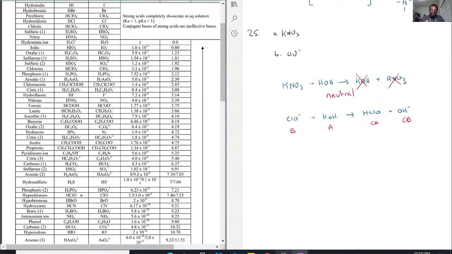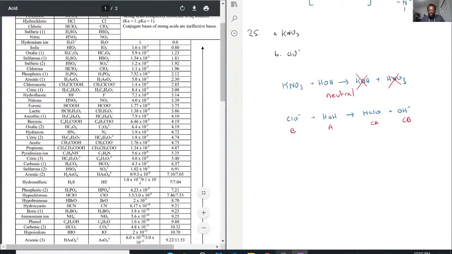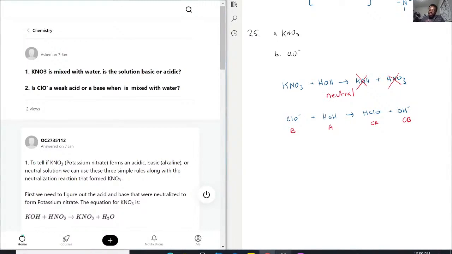So specifically referring to the ClO⁻, when they ask if it's a weak acid or a base, as you can see here, the answer is that this would be a weak base.